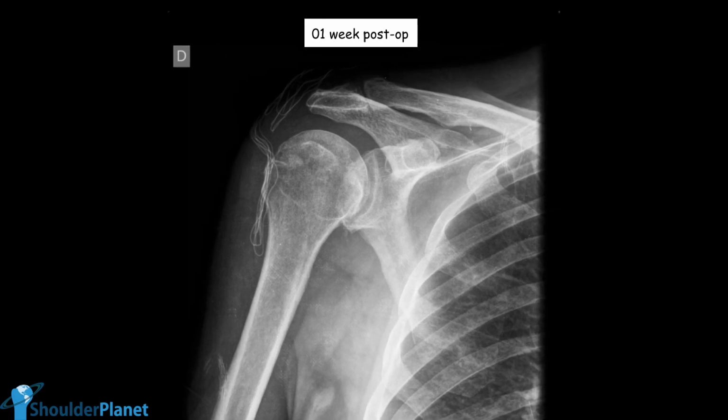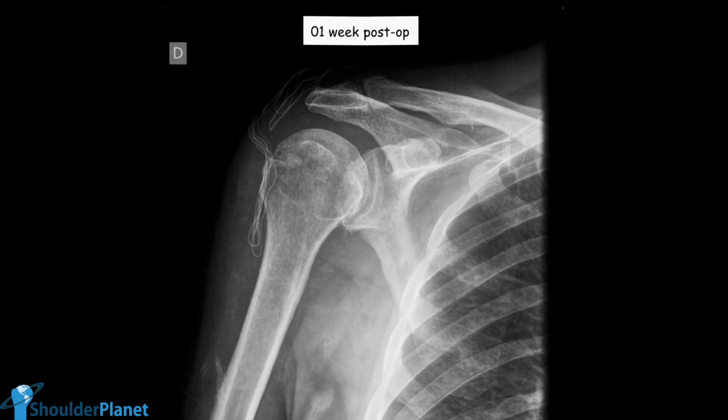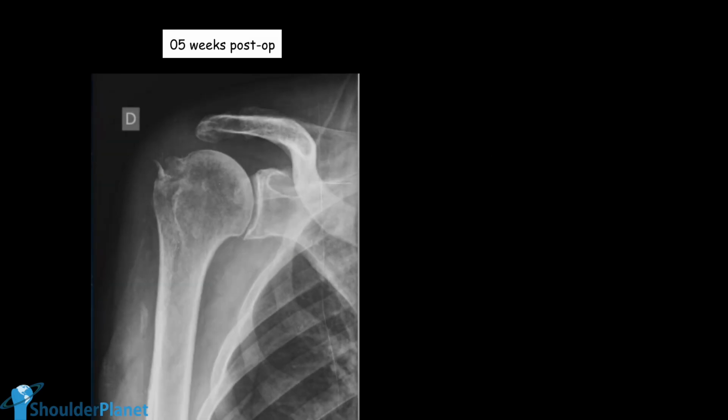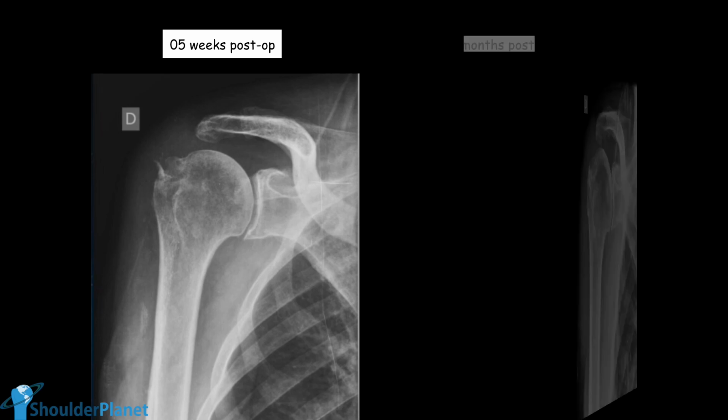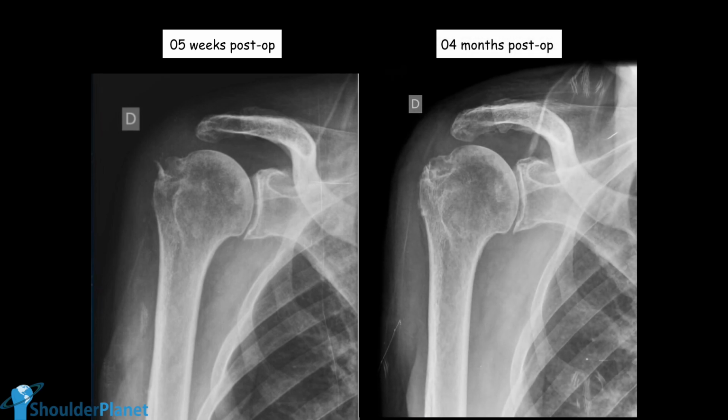So this is 1 week post-op. It's difficult to do a nice X-ray with these patients in the very early days of surgery because they have a lot of pain in internal rotation. But here we see 5 weeks post-op, a true AP view of the shoulder in external rotation, absolutely anatomical reduction, and here at 4 months, absolutely anatomical reduction.